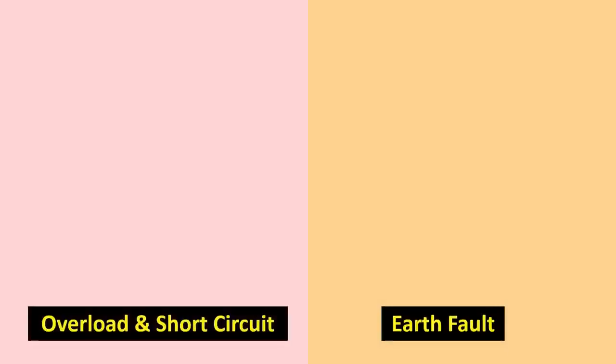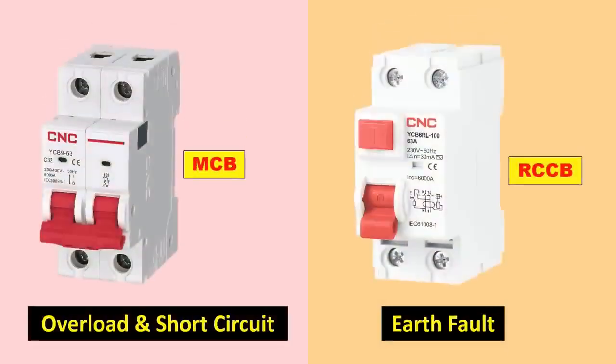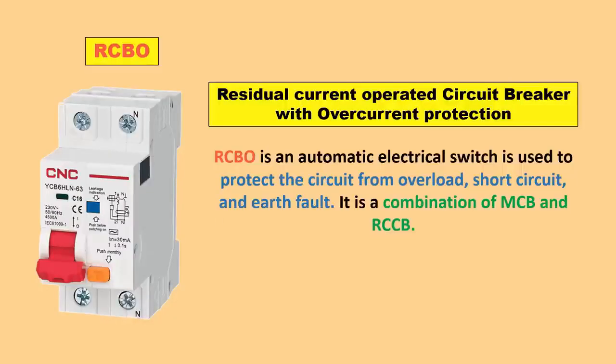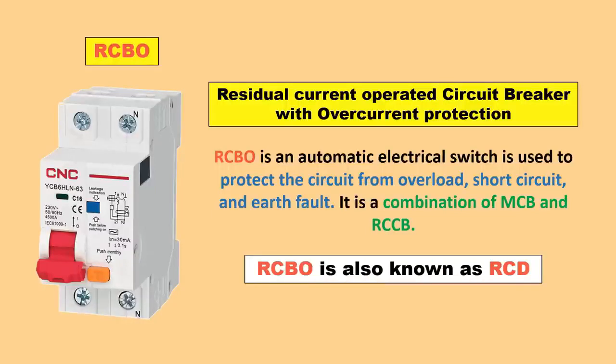Now if we want protection from earth fault, overload and short circuit, then we have to use MCB and RCCB, both these devices. But if you don't want to use two different devices, instead by using only one device you will get all the three protection, then in this condition you have to buy a RCBO. So through RCBO you will get overload, short circuit and earth fault protection. This RCBO we are talking about is also known as RCD. Many people have a doubt in their mind that the RCBO and the RCD are different devices, but it is not like that. This RCBO is also known as RCD.